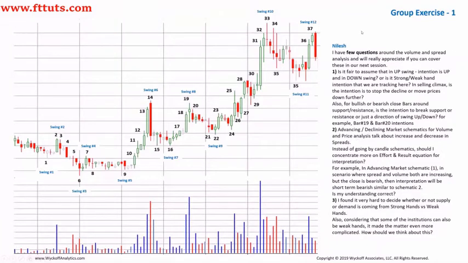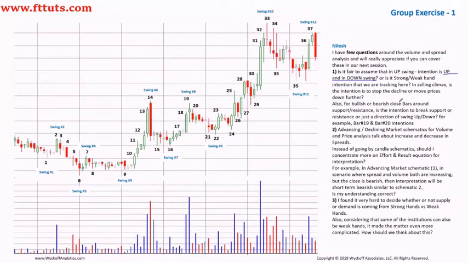Okay, a couple of questions and comments on the homework. From Nilesh, and I'm going to try to go through these questions really fast. Is it fair to assume that in an upswing the intention is up and in a downswing it is down? Yes. Is it the strong or weak hand intention that we are tracking here?